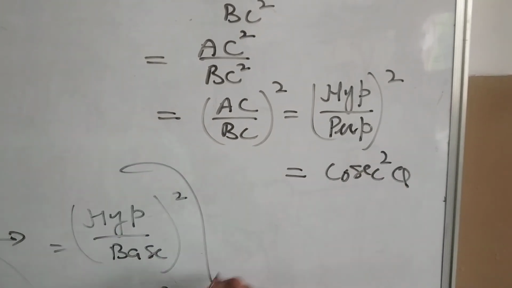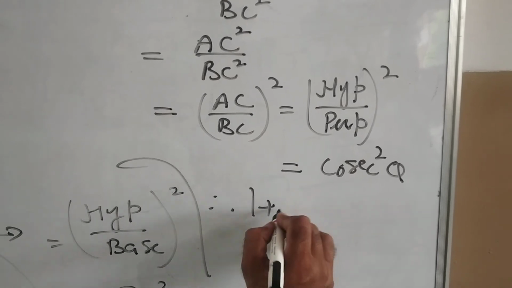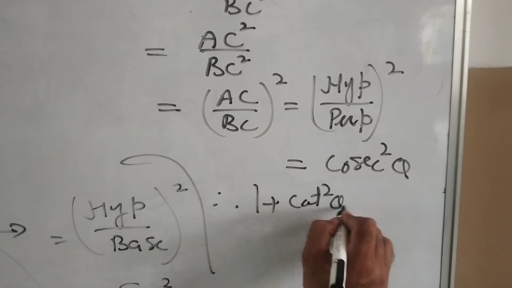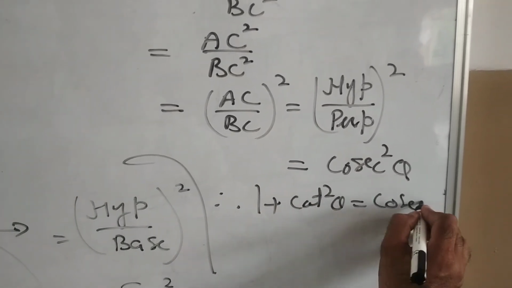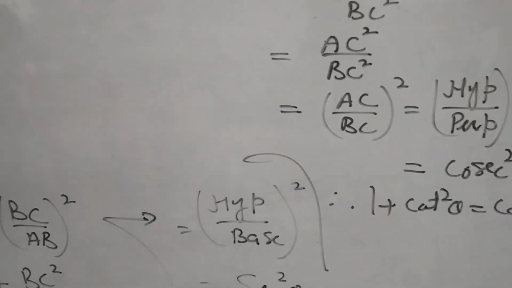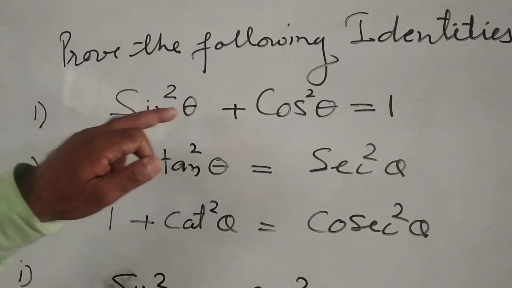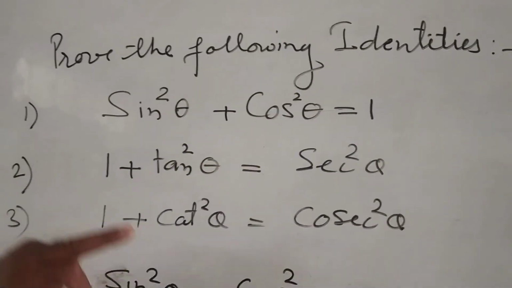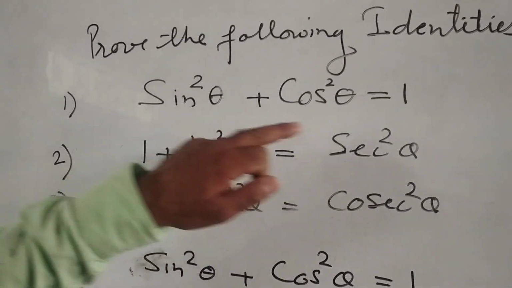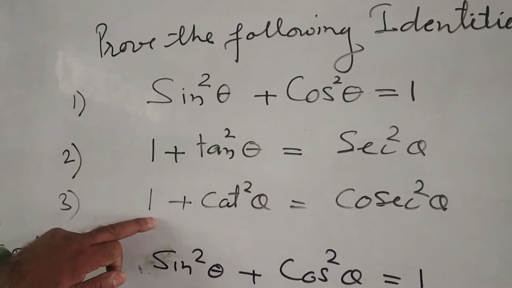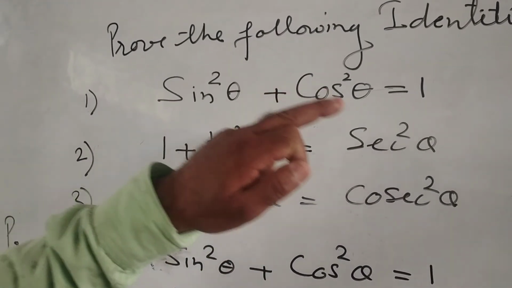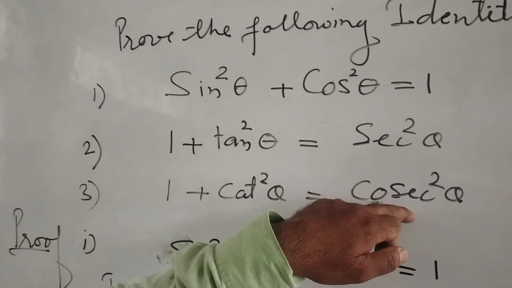So therefore, 1 plus cot square theta is equal to cosec square theta. So in this way you can prove all three identities. First one is sin square theta plus cos square theta is equal to 1. Second was 1 plus tan square theta is equal to secant square theta. And third one is 1 plus cot square theta is equal to cosec square theta. And that's all.